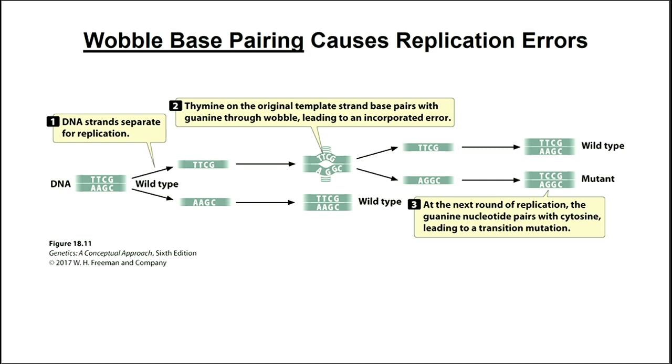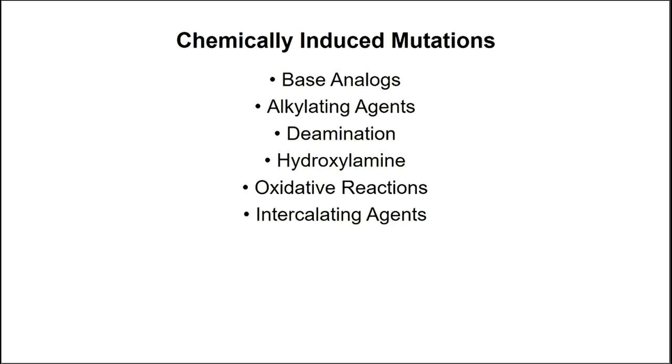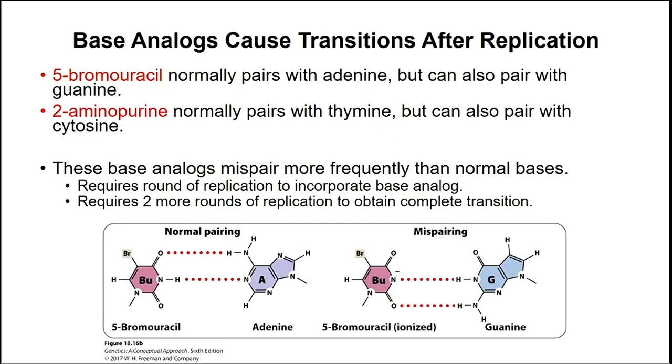Then there's also mutations that are induced by chemicals. So these are just some examples of things that can induce mutations: base analogs, alkylating agents, deamination, hydroxylamine, oxidative reactions, and intercalating agents. So let's talk through a few of these.